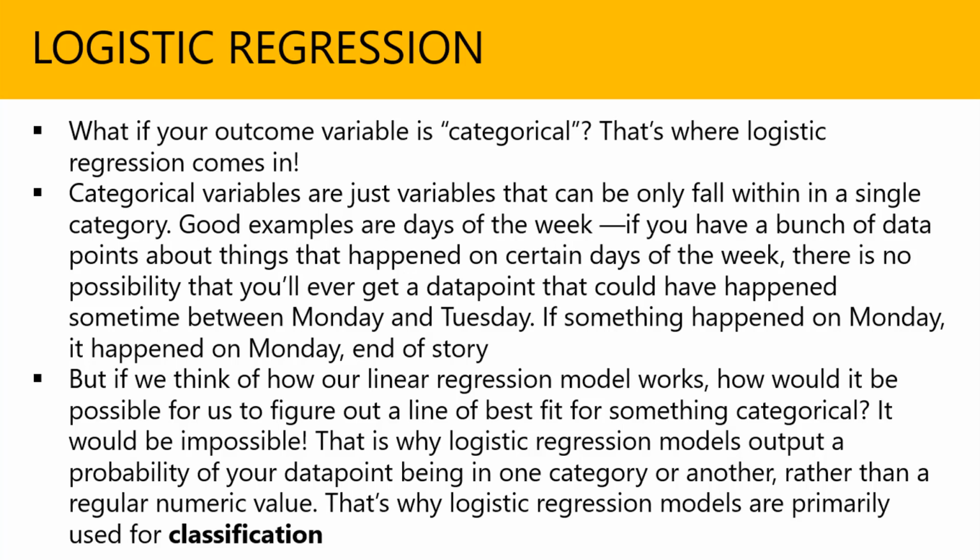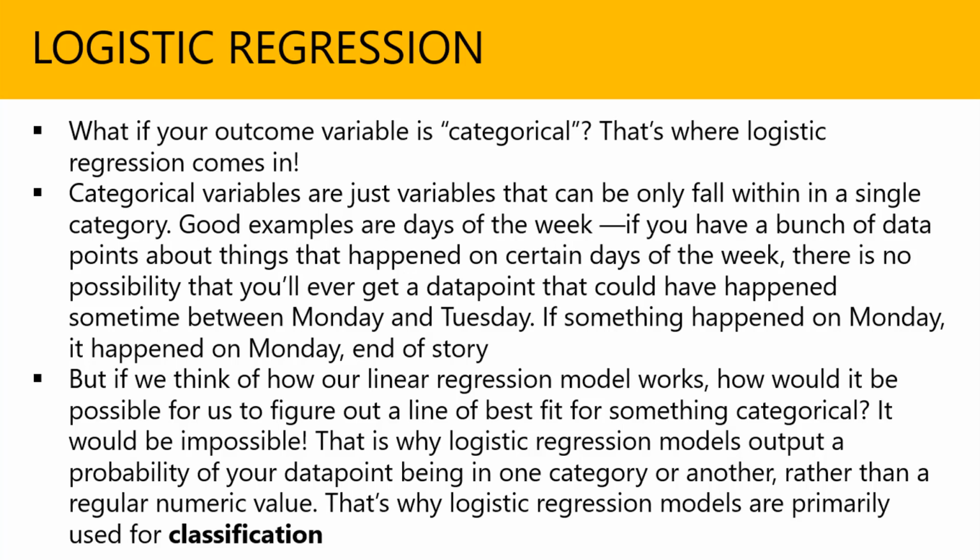An example would be days of the week. If you have a bunch of data points about things that happen on certain days of the week, there's no possibility that you'll ever get a data point that could have happened sometime between Monday and Tuesday, right? Either it's Monday or it's Tuesday. There's nothing in between. It's just one single day at a time. So that's categorical. If something happened on Monday, it happened on Monday. That's it. End of story.